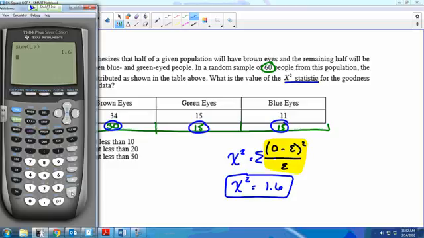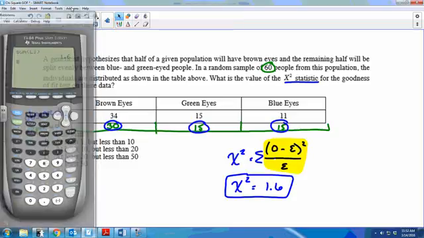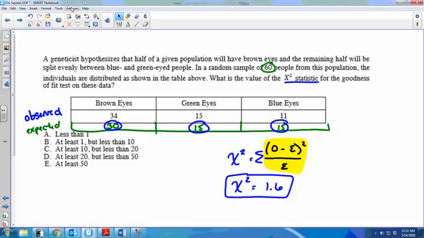It's 1.6. So to answer this question, it just asks you what's the value of the chi-square statistic. Well, it is not less than 1, at least 1, but less than 10. That's where it fits, right? So B is the correct answer.